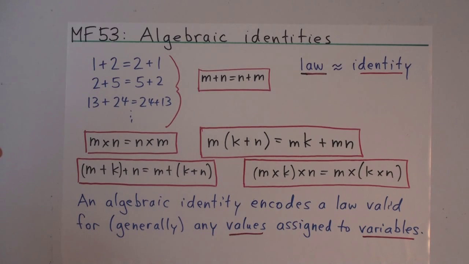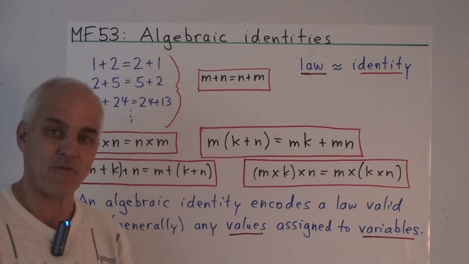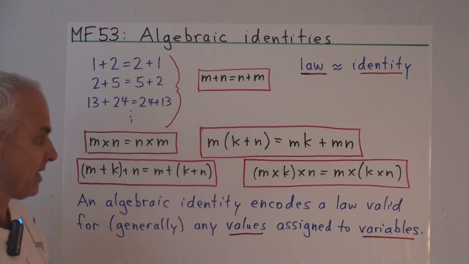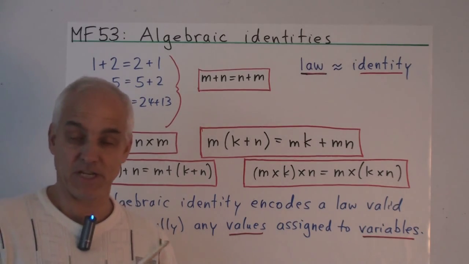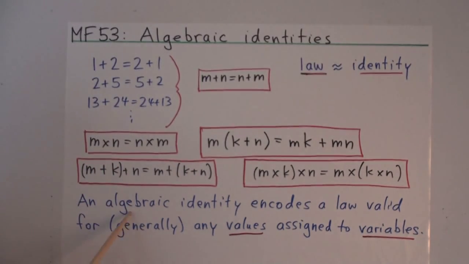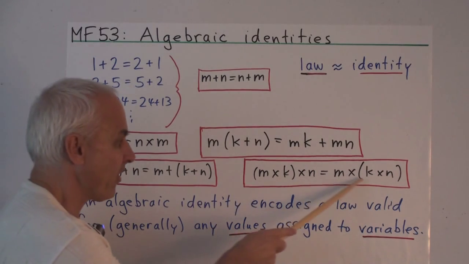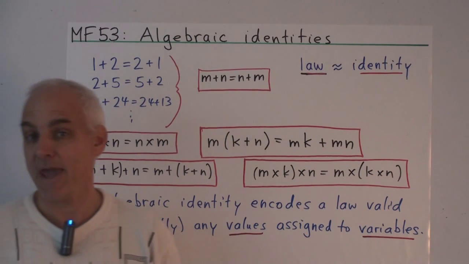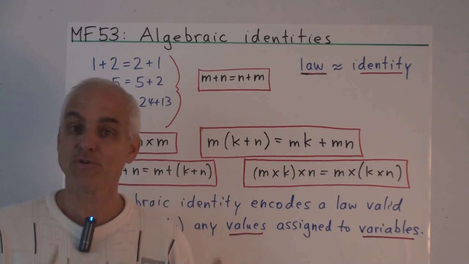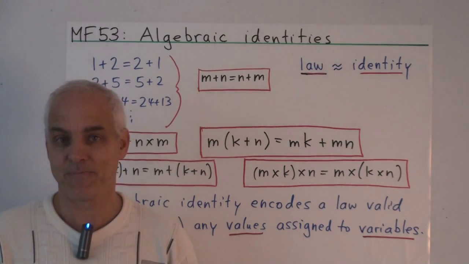And we also framed some other laws: the commutative law for multiplication, distributive law, associative law for addition, associative law for multiplication. In each case, the m, k, and n represent arbitrary numbers of a particular kind. So an algebraic identity encodes a law which is valid for generally any values assigned to the variables. This is a rule that's valid no matter which natural numbers we substitute for m, k, and n. And it's an important usage of letters in algebra.